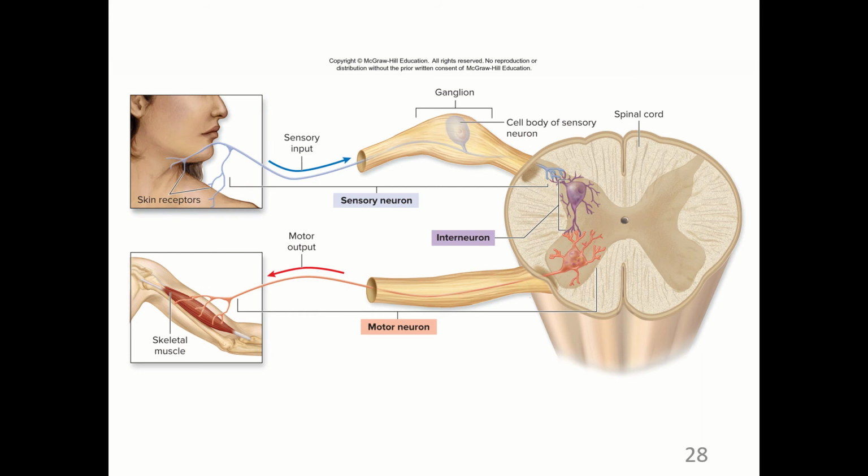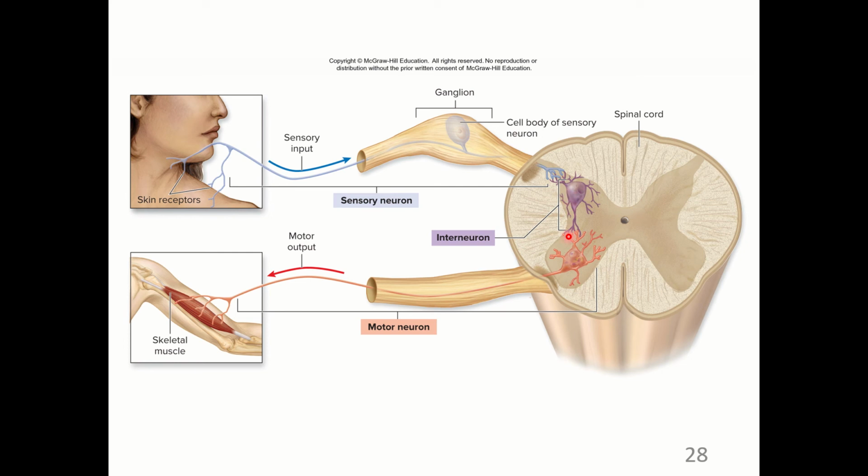This illustration shows sensory input from skin receptors. So this would be a somatic sensory neuron. It is a unipolar neuron. It has a cell body attached to one process. The sensory neuron cell body is housed in a ganglion. The terminal end of the sensory neuron enters the spinal cord.